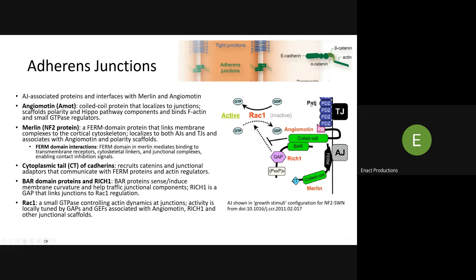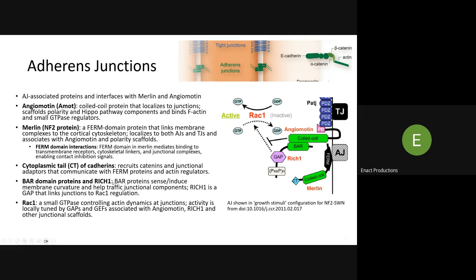By the way, when you have multiple proteins that come together, it's called a protein complex. They're functioning as one unit, even though they're made of separate proteins. You see there is a cytoplasmic tail, CT, of cadherins that recruits catenins and tight junction adapters that communicate with FERM and actin. There's a tail here, part of the regulatory process, kind of detailed. We don't need to get into it too much.